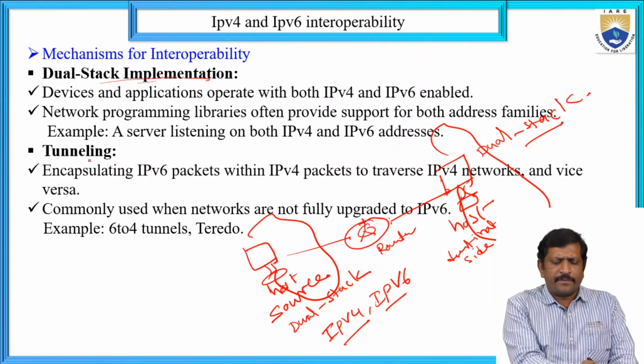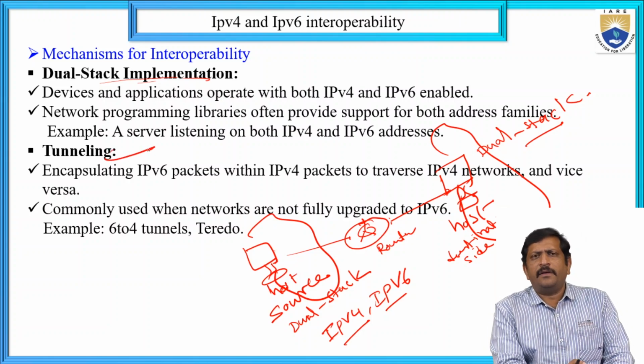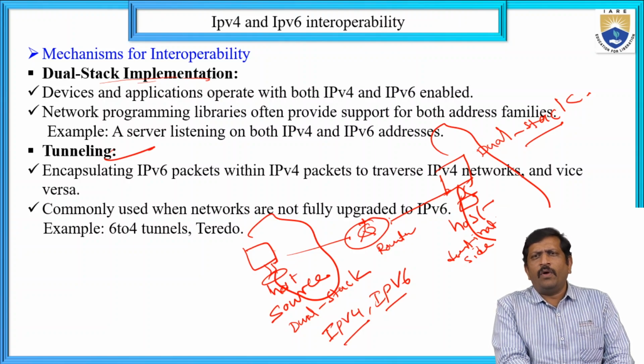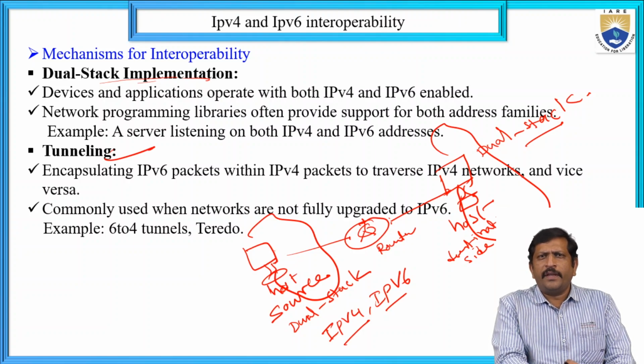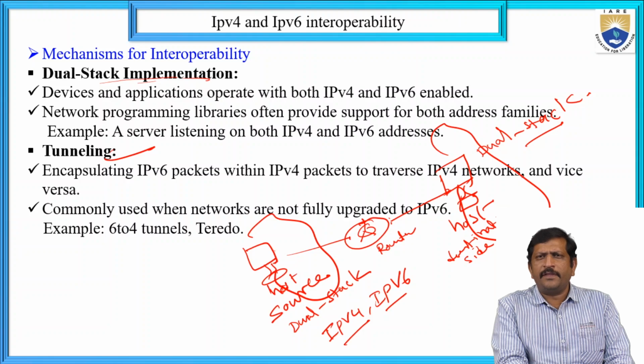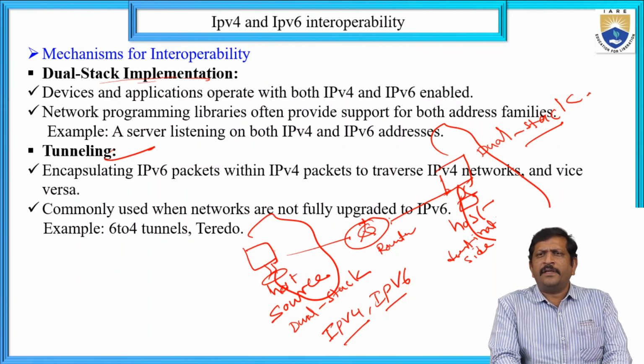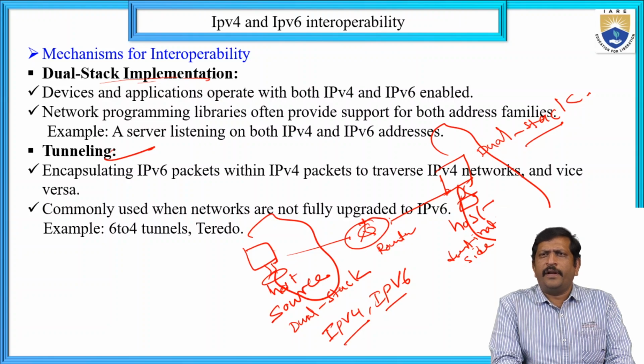And tunneling is another mechanism for interoperability. In tunneling, we are encapsulating the IPv6 packets within the IPv4 packet to traverse an IPv4 network, and vice versa.